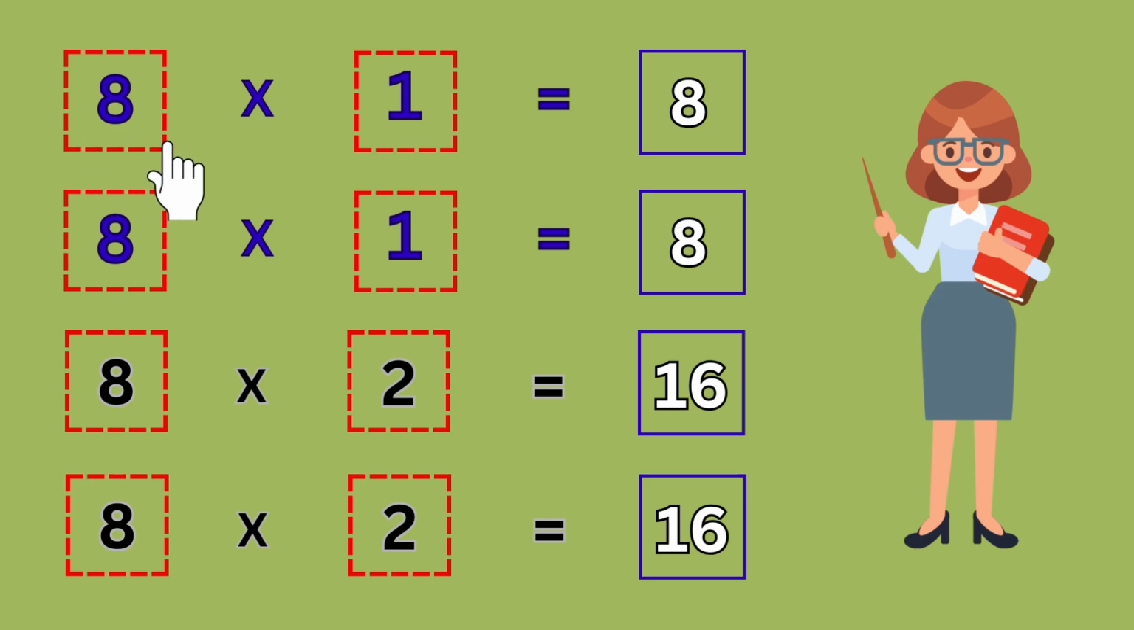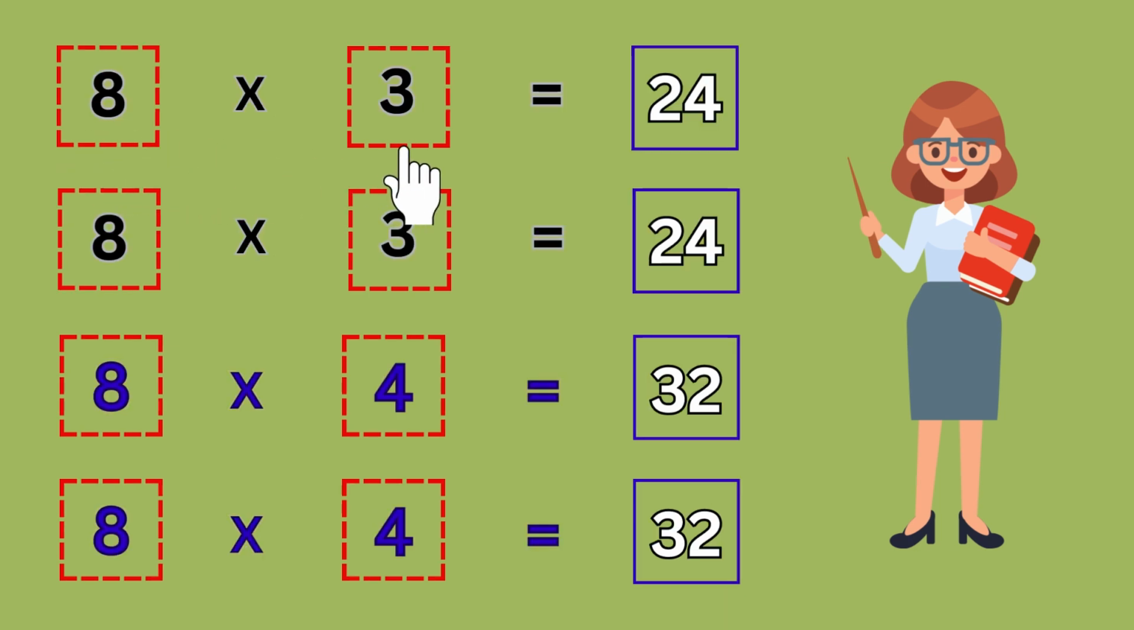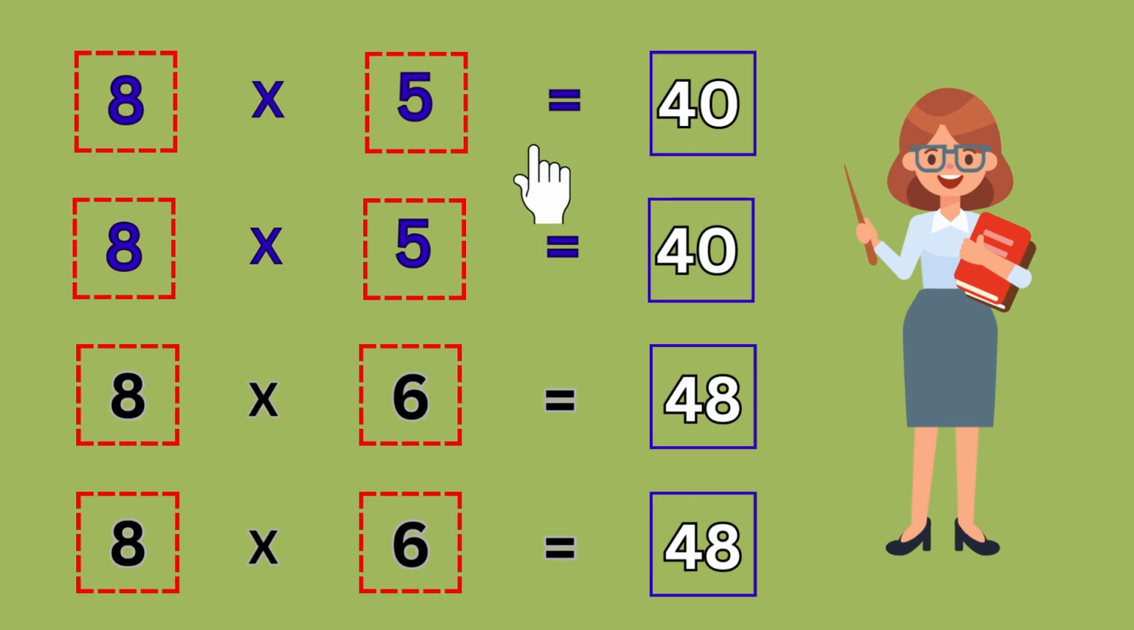Now let's begin multiplication table for 8. 8 ones are 8, 8 twos are 16, 8 threes are 24, 8 fours are 32, 8 fives are 40.